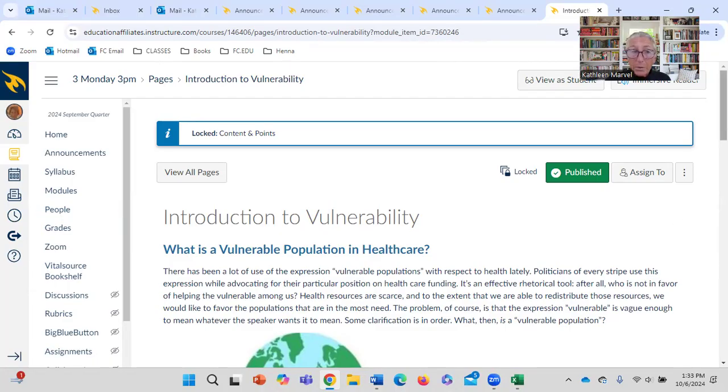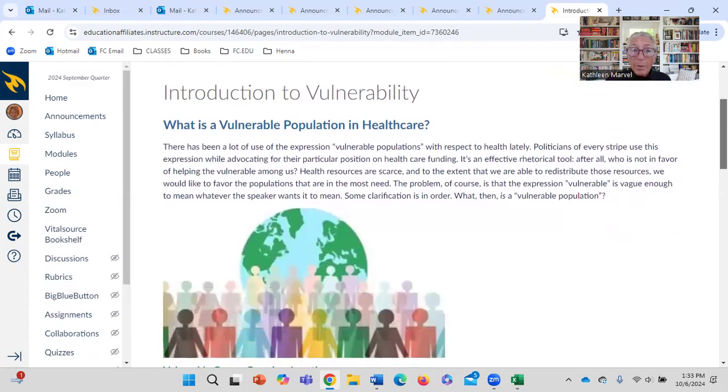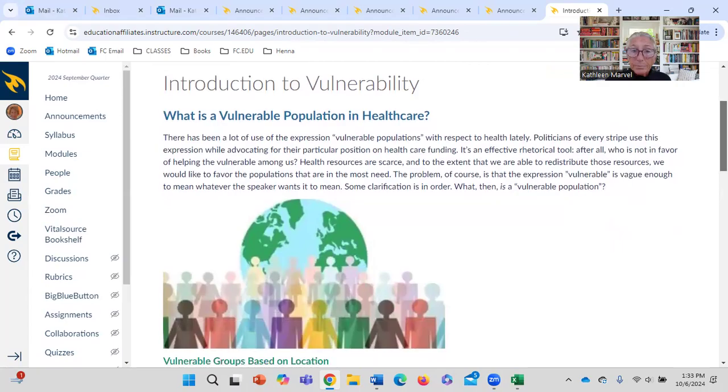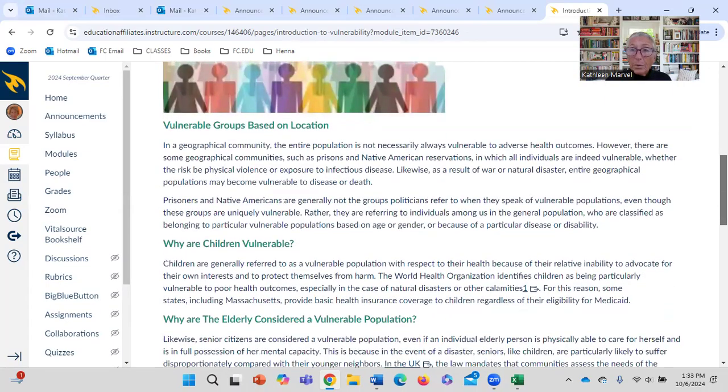This is a good reading page, a good summary of what is a vulnerable population in healthcare. We have vulnerable groups based on location. In a geographical community, maybe the entire population is not necessarily always vulnerable to adverse health outcomes, but portions of that community are. There are some geographical communities, such as prisons and Native American reservations, in which all individuals are indeed vulnerable, whether they risk physical violence or exposure to infectious disease.